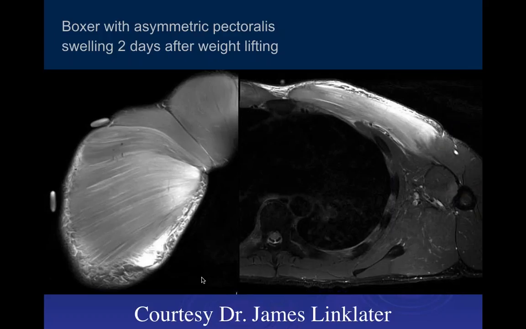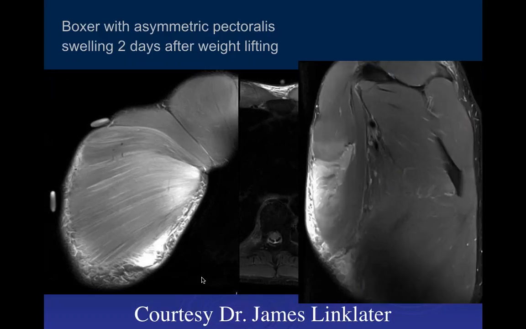Okay. Jeff, what do you think of this case? Boxer with asymmetric pectoralis swelling 2 days after weightlifting. It looks like we have a coronal image of the pectoralis major muscle demonstrating diffuse hyperintensity through the muscle. And on the axial, these are STIR images, I think. Again, we're seeing a diffuse signal throughout the muscle. I think these are fat-sat, but there's very similar contrast to a STIR. It looks like he has a high-grade strain of the muscular portion of the pectoralis.